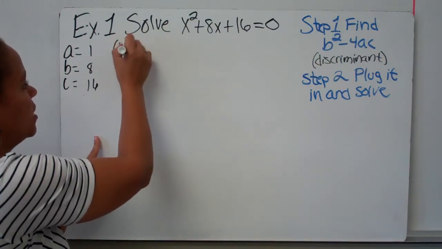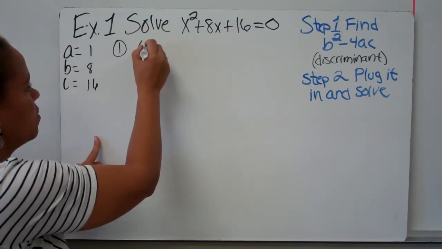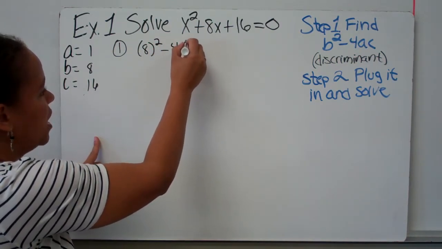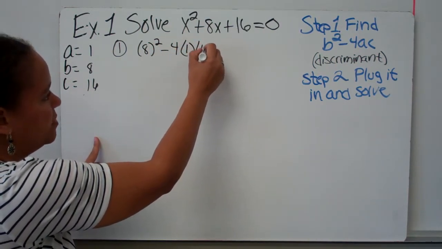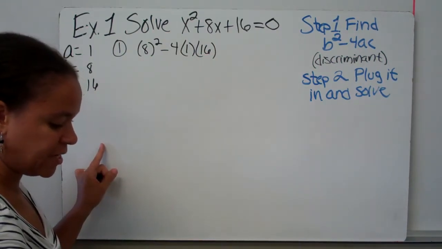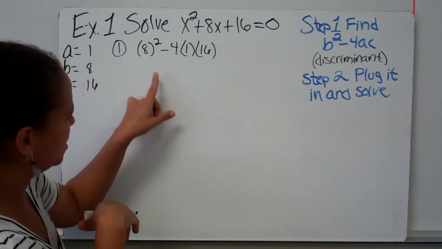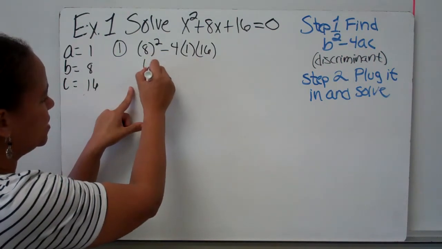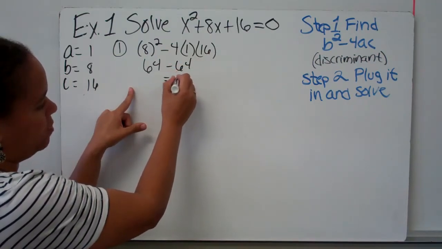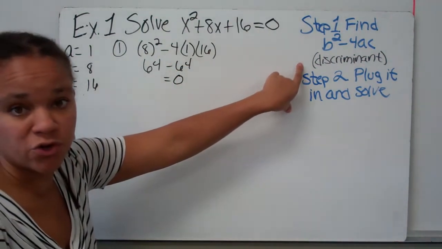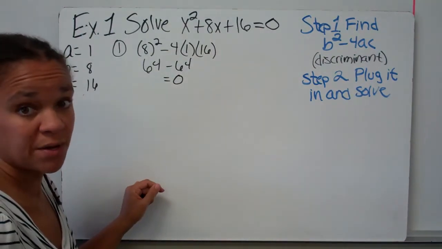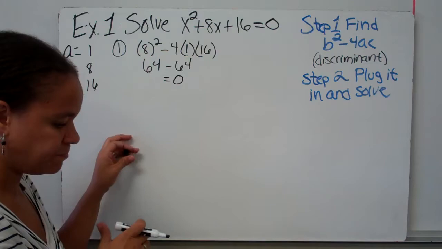So step 1, let's find b squared. So 8 squared minus 4 times a times c. So we should have b squared minus 4ac. You should have 64, this is an interesting one, 64 minus 64, which of course is equal to 0. So I found my discriminant. Just hold on tight to that because we're going to use it when we plug it in. Now we're going to plug this into the big old equation.